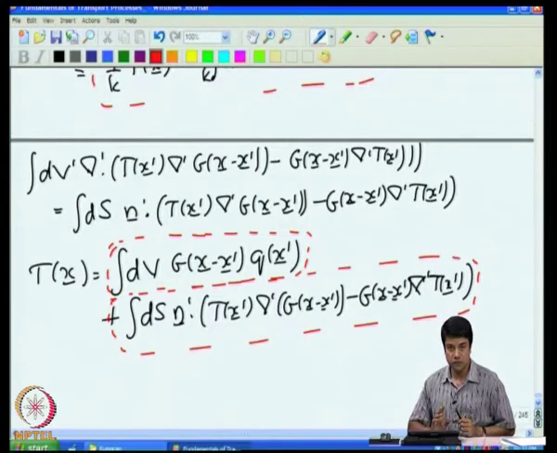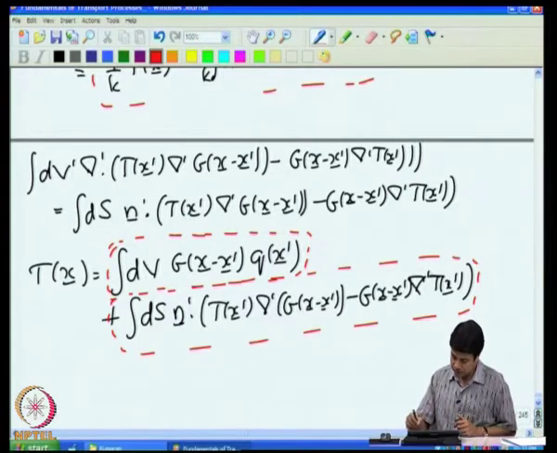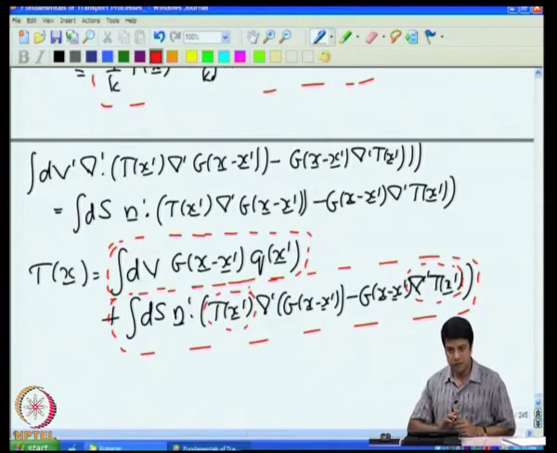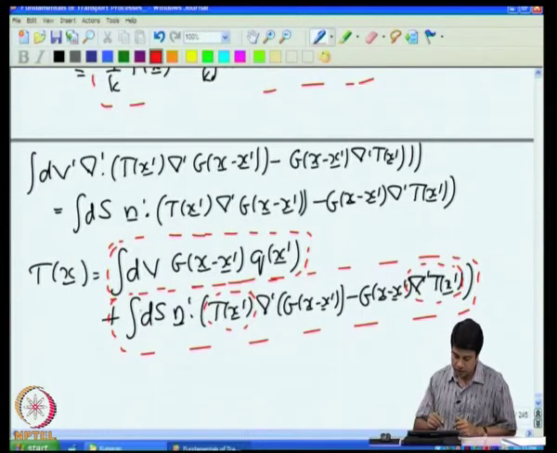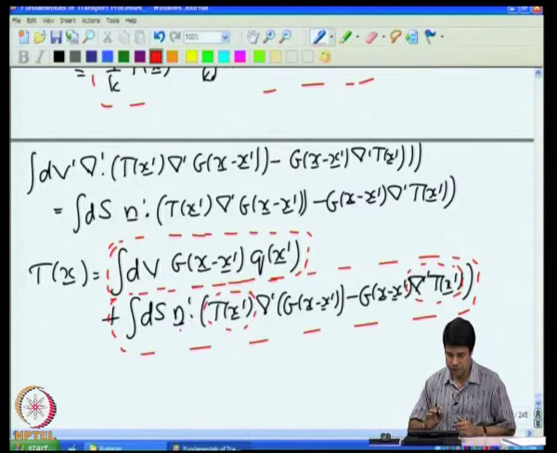Note that G is a known function. G is equal to 1 over 4 pi k times the magnitude of x minus x prime. If I know the temperature or its derivative on the bounding surfaces, if either T is equal to 0 or the derivative of the temperature is equal to 0 on the bounding surfaces, then I can choose my Green's function in such a way that it satisfies that particular boundary condition. And once I have done that, I can now get the temperature field everywhere from a knowledge of the temperature field on the bounding surfaces.